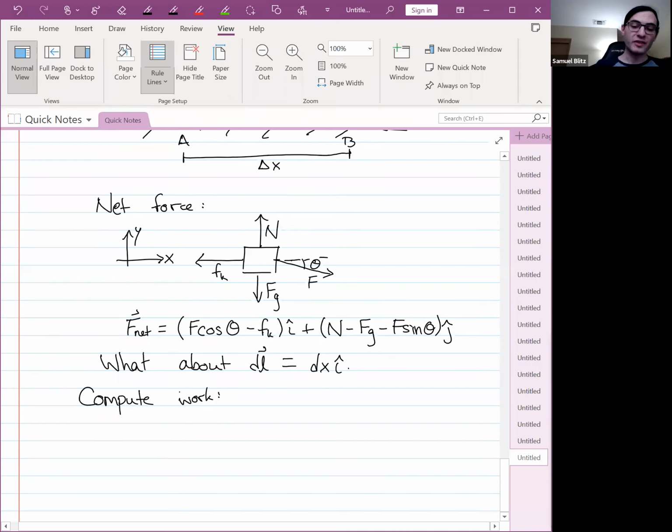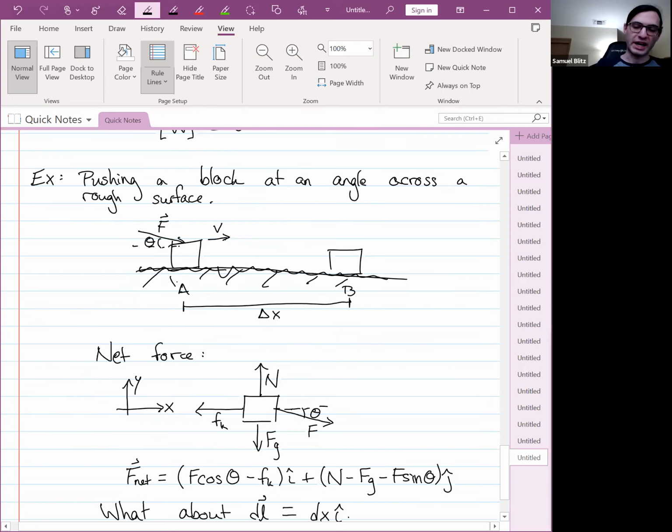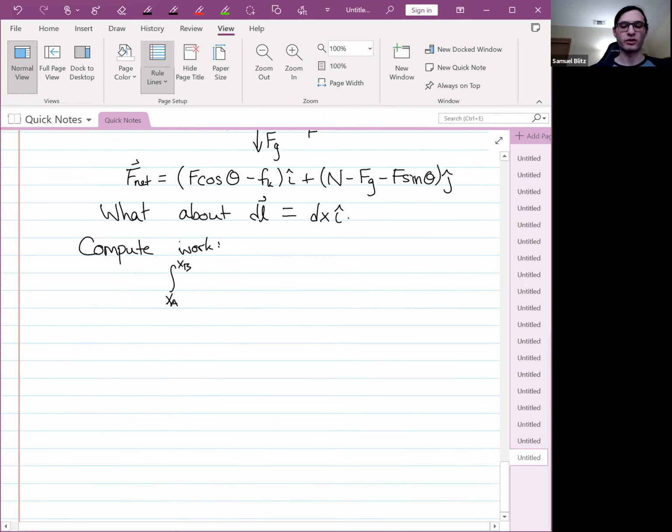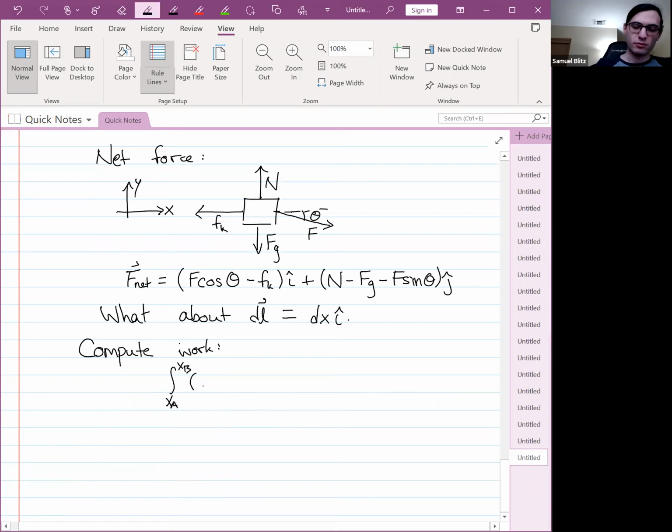So we have an integral. We're integrating from xa to xb. Let's call that xa and xb because they're different positions on the horizontal axis. And we integrate f cosine of theta minus f sub k, put a bracket around that, i hat, plus n minus fg minus f sine theta, j hat, dotted into dx i hat.